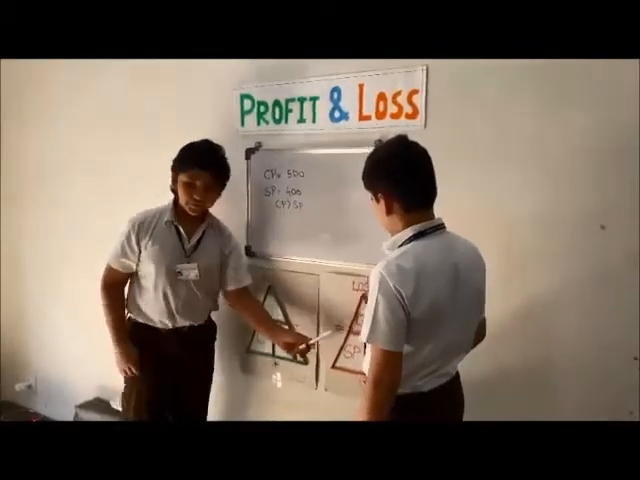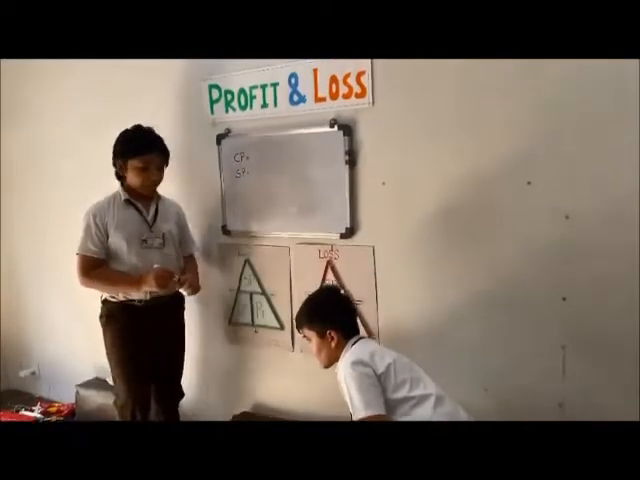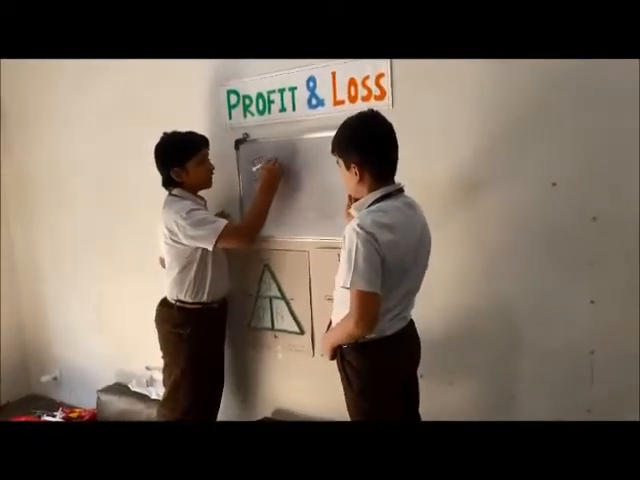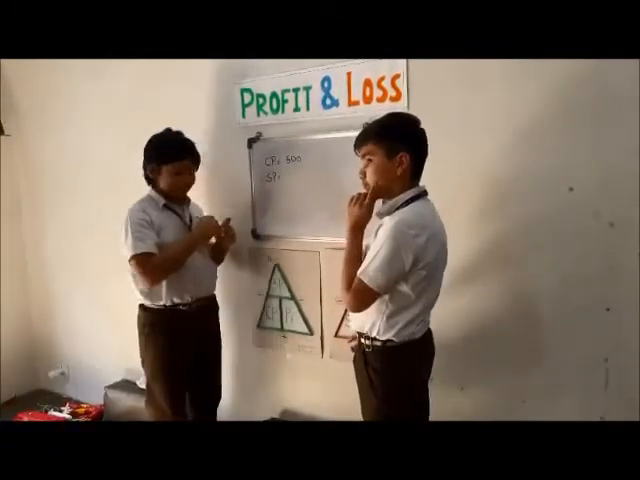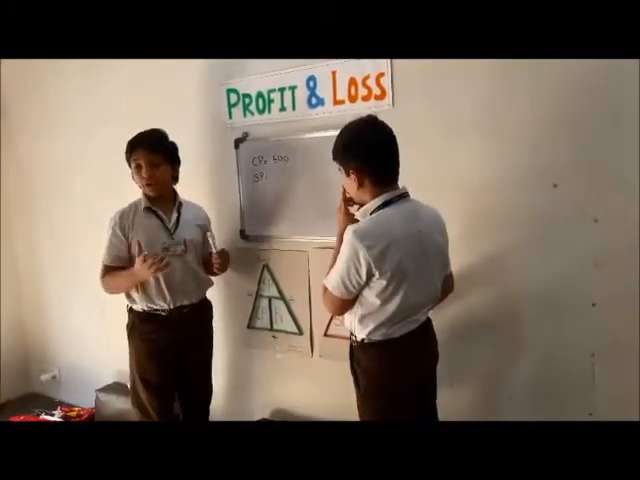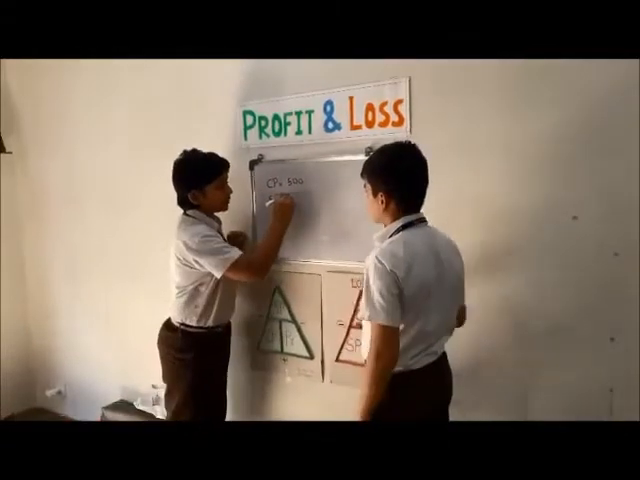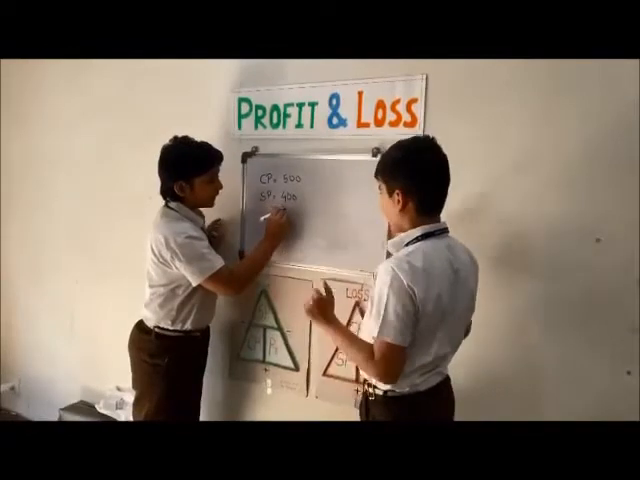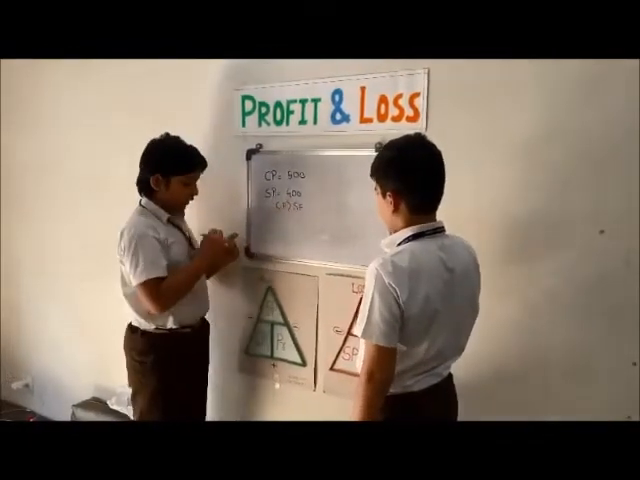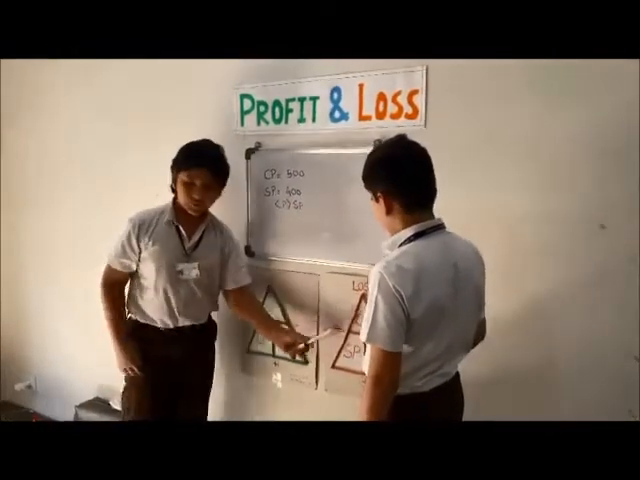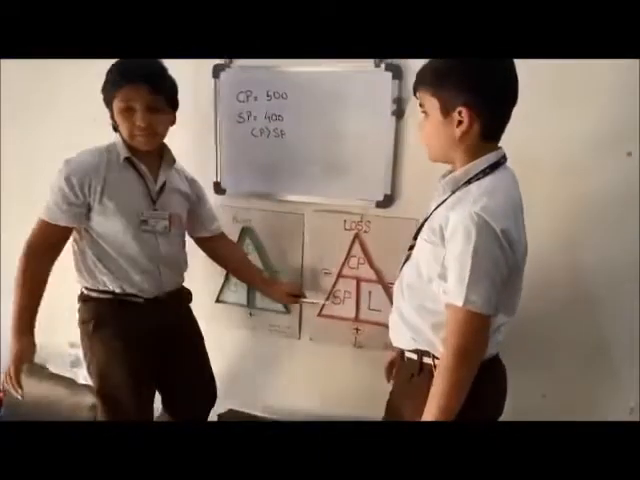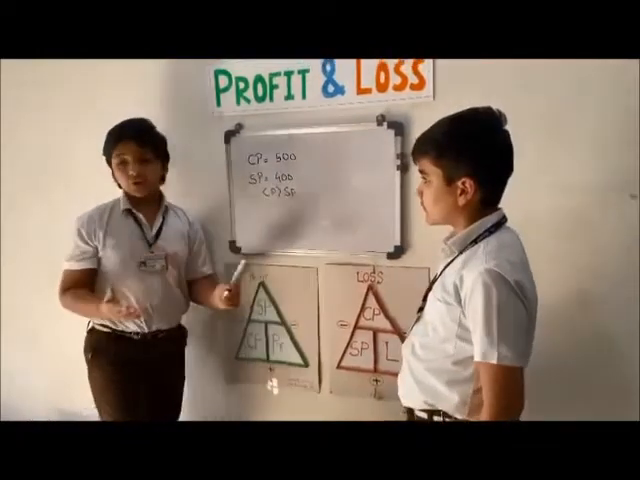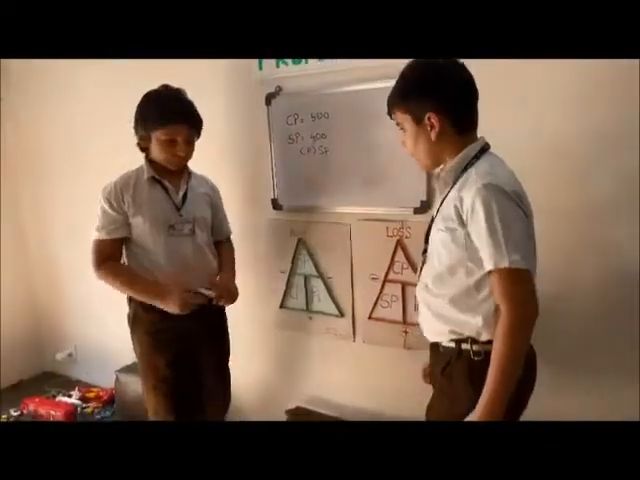And loss is equal to CP minus SP. So I bought the book for rupees 500, so my CP is rupees 500. And I sell the book for rupees 400, so my SP is rupees 400. My CP is greater than my SP, so I got a loss. Loss is equal to CP minus SP, and 500 minus 400, so I got a loss of 100 rupees.